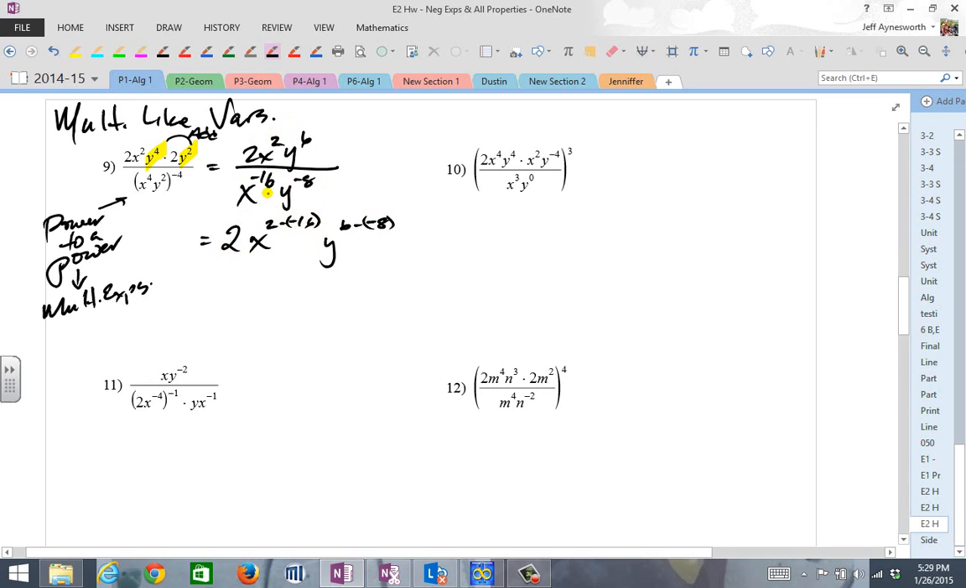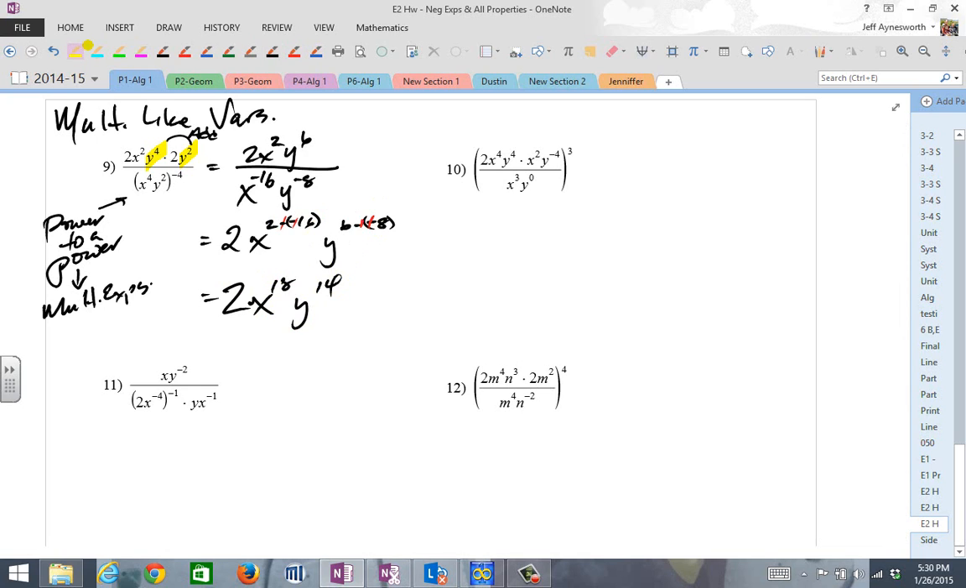So again, you're subtracting exponents when you divide like variables. What do you get? You get 2 times x to the 18th times y to the 14th. When you add the opposite, right here, you add, and you get 14. 6 plus 8 is 14. 2 plus 16 is 18. That's all there is to it.